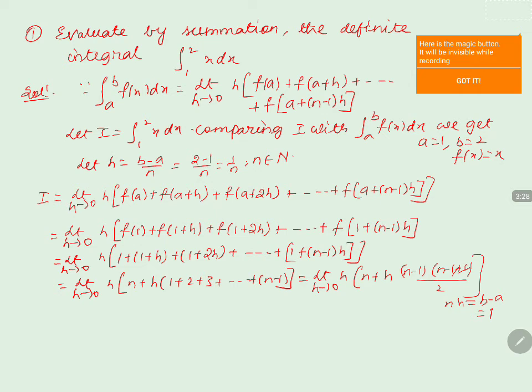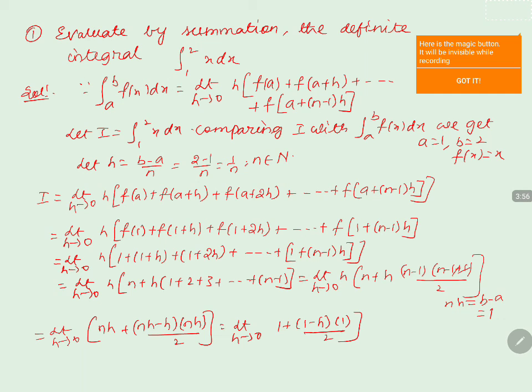Now we can write it as the limit as h tends to 0 of nh plus nh minus h into nh by 2, that is equal to the limit as h tends to 0 of 1 plus 1 minus h into 1 by 2. Then by substituting h as 0, we'll get 1 plus 1 by 2 is equal to 3 by 2.